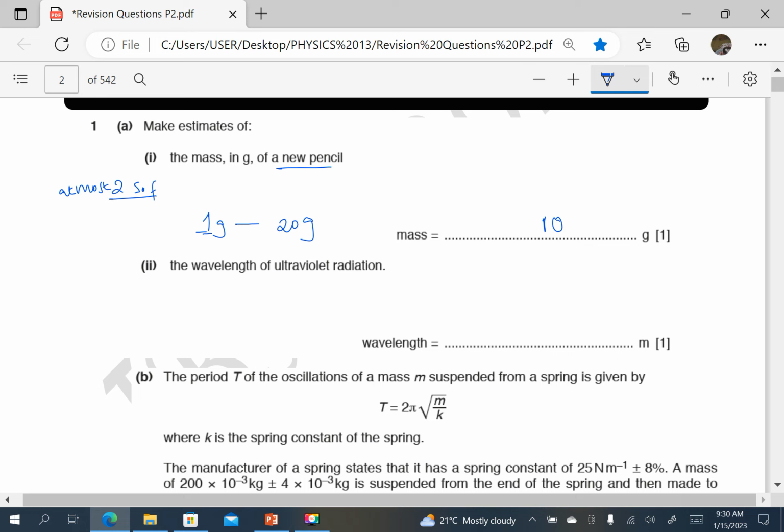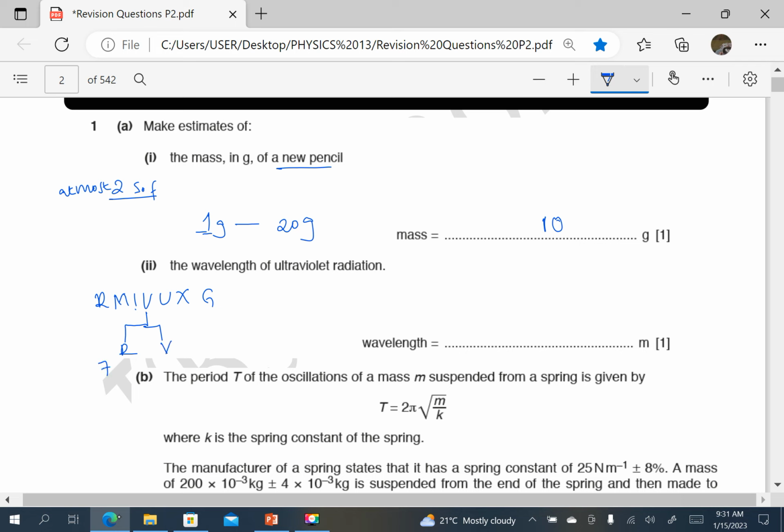Then the wavelength of ultraviolet radiation. Here you don't just guess, you have a guiding tool. These are the electromagnetic waves. Here we have the visible spectrum, which ranges between infrared side, we have red, and the other side we have violet.